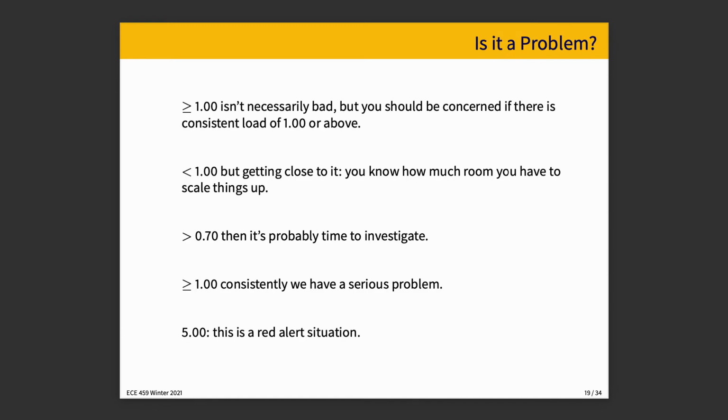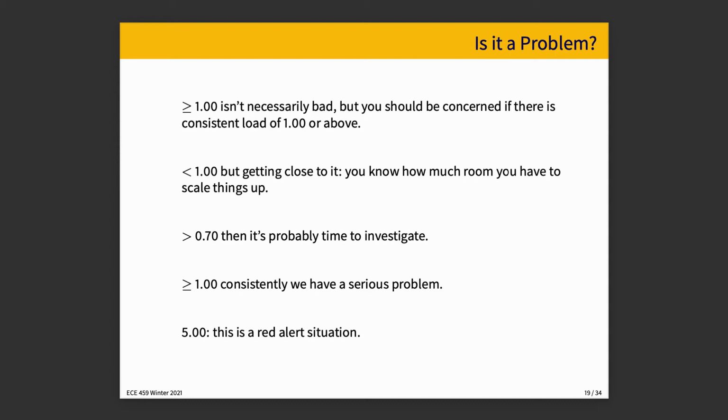So the thing is that being at or above 1.0 isn't necessarily bad as long as it's temporary. Right, at any given moment, there might be a particularly busy moment where a lot of CPU is requested, and that's okay. You don't have to panic if you ever see it above 1.00, as long as it's not consistently that way. If it is consistently that way, then you start to be concerned because it means the capacity that we have is perhaps insufficient.